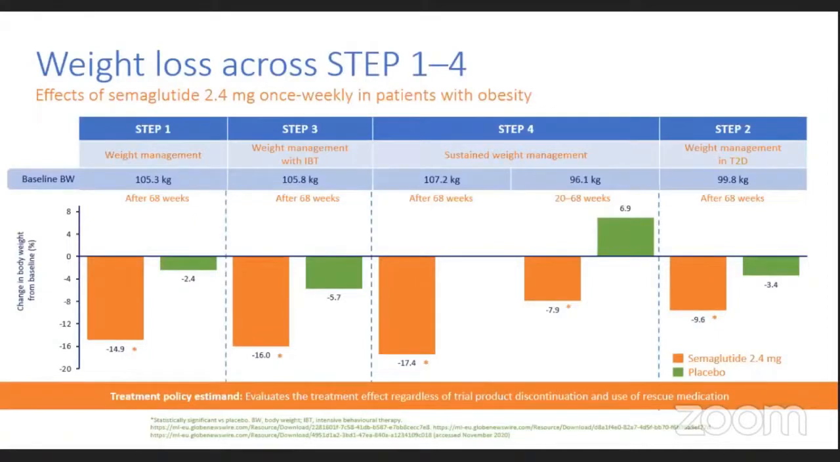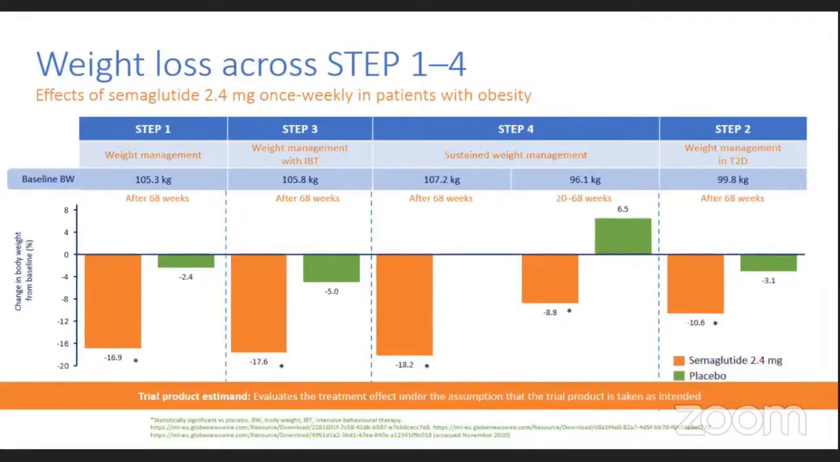Now here are other data, and these are 2.4 milligrams given once a week parenterally. And here we see different types of results. So in the STEP 1 study, you're seeing, across all these studies, baseline weights of 100 kilos or higher. And after 68 weeks, you're seeing sustained improvement, as shown in the orange bars with semaglutide, whereas placebo in the green bars doesn't show that much effect. And you can see that weight management with IBT and sustained weight management, all regardless of the setting, after 68 weeks, you get a sustained weight loss with semaglutide, thereby indicating that this is really a very viable drug, and this has now been approved for the management of obesity.